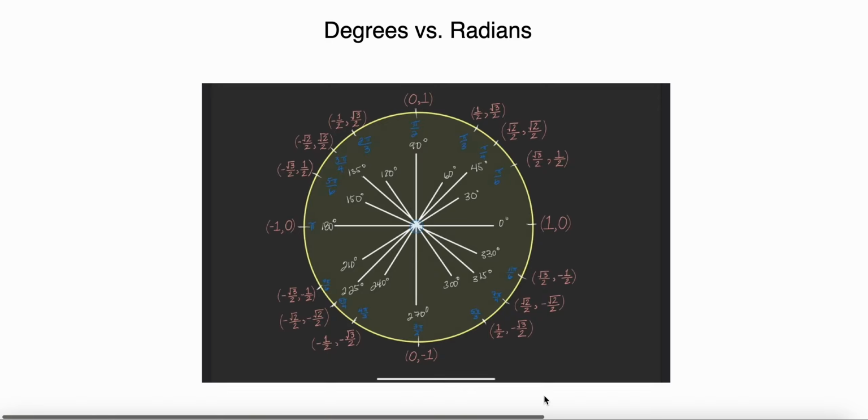In today's video, we're going to be going over degrees versus radians. If you've ever taken a class in trigonometry, you're probably familiar with something that looks like this. This is commonly known as the unit circle. For someone who's not familiar with this, or you just want a brief review, let's go through this a little bit.